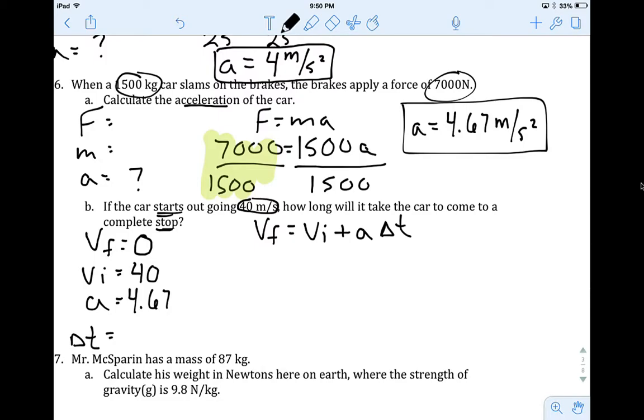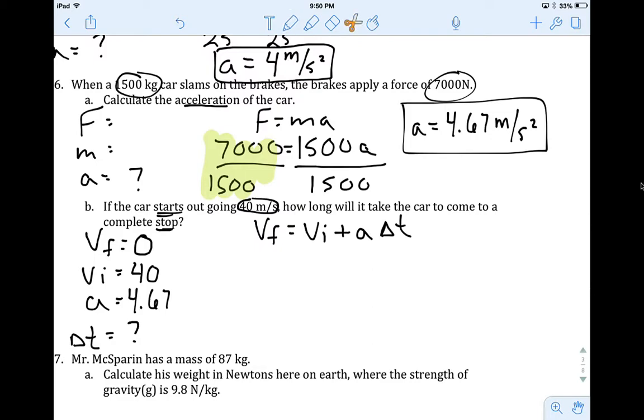Now delta T becomes our question mark. And that makes sense, guys. We don't want to have every single one of the variables. We need to have at least one variable that we don't know. That's the whole reason we use equations. So now I'm just going to take them and plug my stuff in.